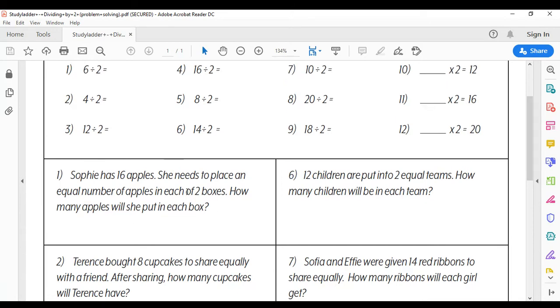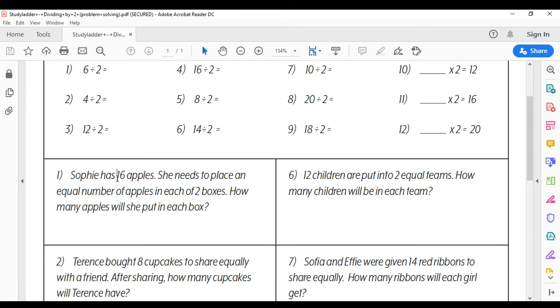So we're thinking, okay, the total number is 16 apples. I have two boxes. So I'm thinking in my head, I need to split the 16 apples into two boxes, into two equal groups. Each box has to have an equal number of apples. So I can't have one box that has more and one box that has less. Two boxes have the same number of apples.